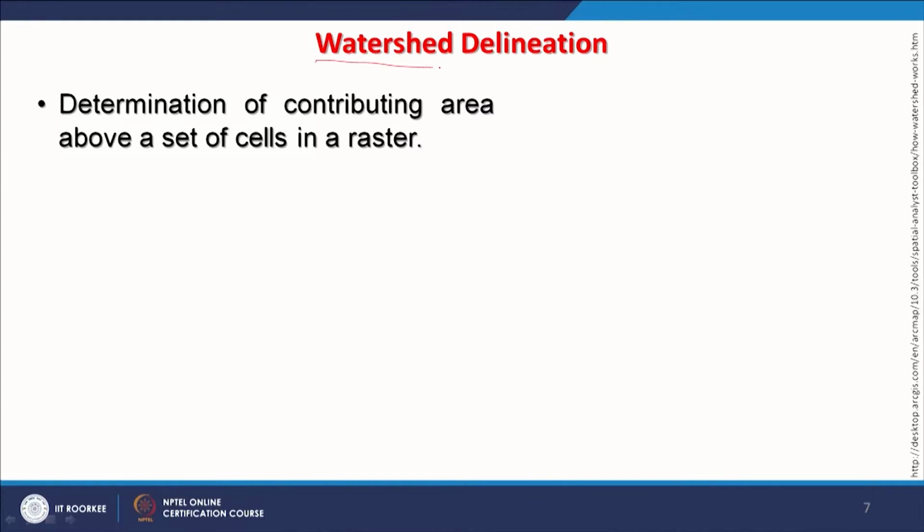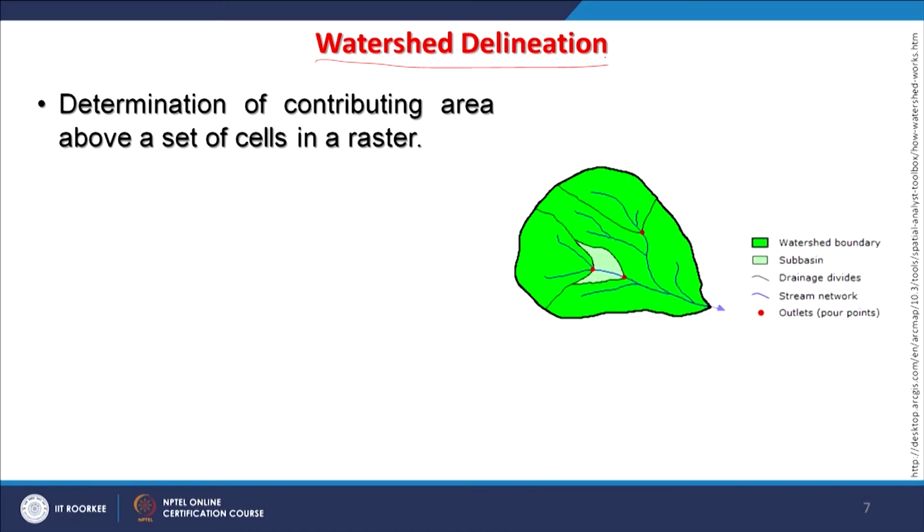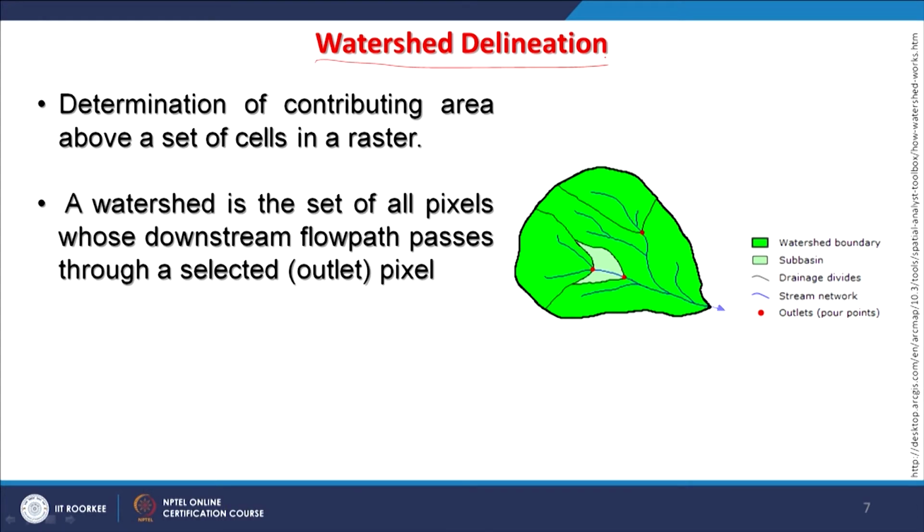Now, the sixth one is the watershed delineation, or delineation of the watershed boundary, which is the determination of the contributing area above a set of cells in a raster, that is our digital elevation model. The only requirement here is deciding the outlet. Once the outlet, the pour point, has been decided, the watershed can be delineated using the flow accumulation theme.